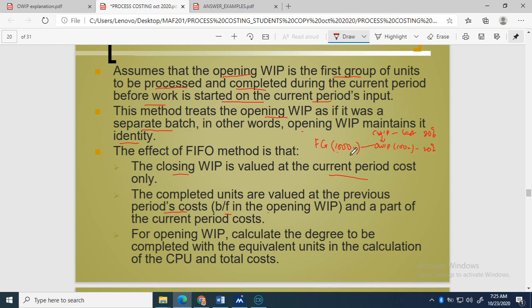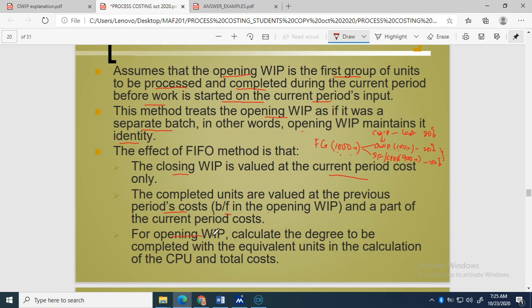From the 1,000, we also have the units that we started this period and finished this period, another 900 units, or we can call it CPDP, completed product during the period. So from 1,000, 100 we started last period and finished this period, and another 900 started this period and finished this period. So this should be 100% cost for the current period. So this is the meaning of the concept of first in, first out.